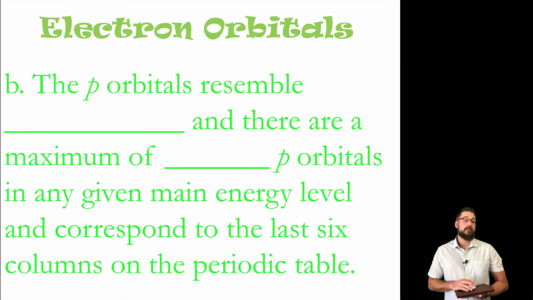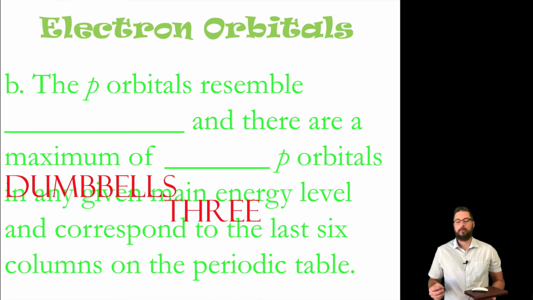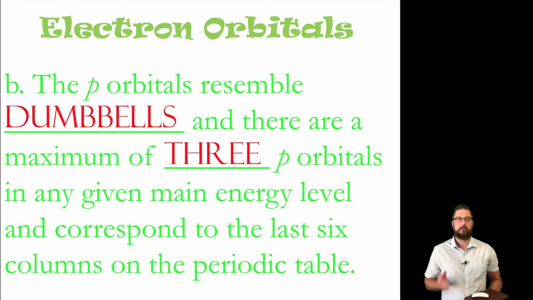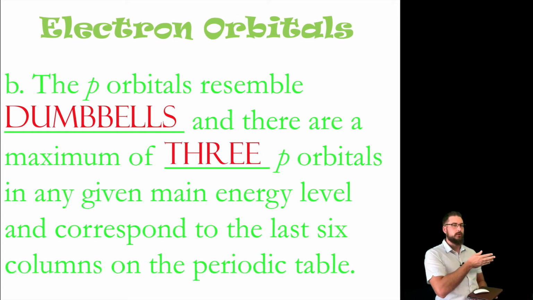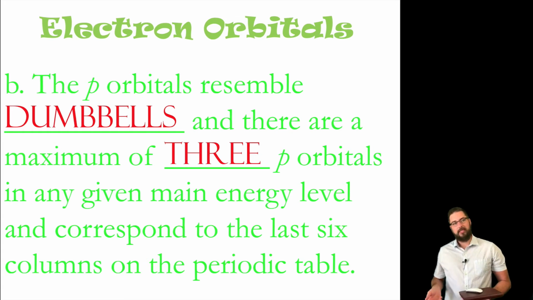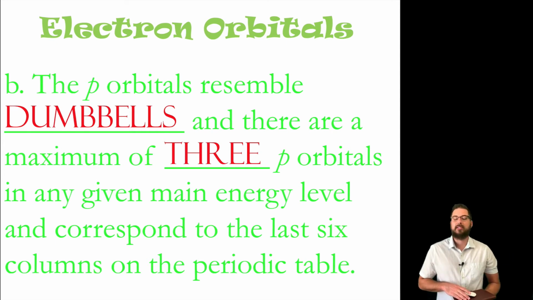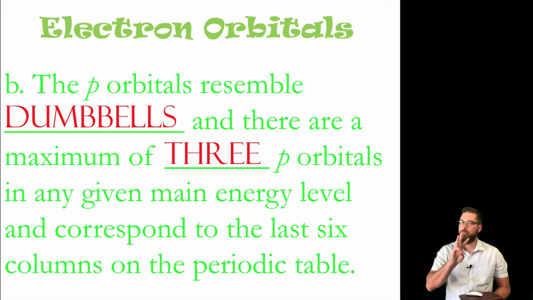So, all right, the next type of orbital are p orbitals. All right, and so p orbitals resemble dumbbells. And so again, s orbitals were spherical, p orbitals resemble dumbbells or peanuts. They look like peanuts as well. And there are a maximum of 3 p orbitals in a given energy level. So let's think about this. There's 3 p orbitals in a given energy level. And again, there's 2 electrons per orbital.